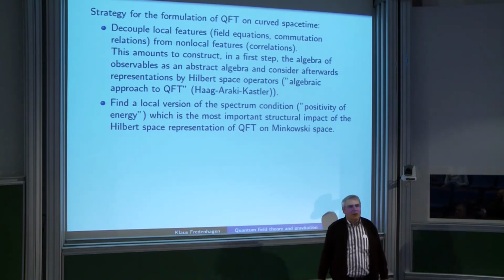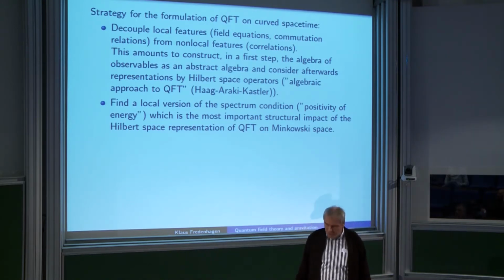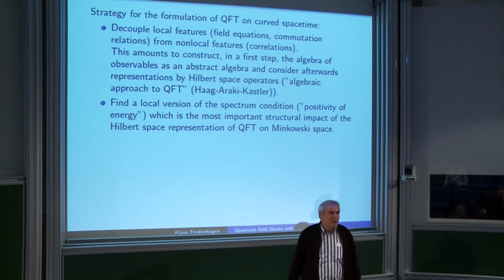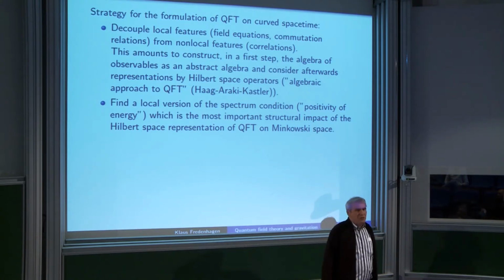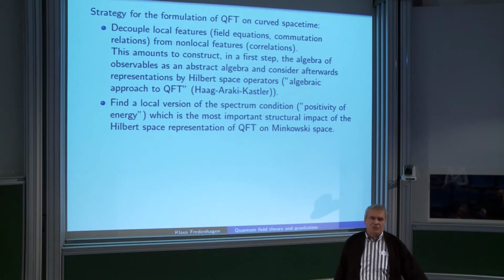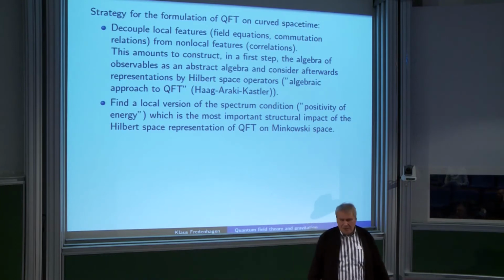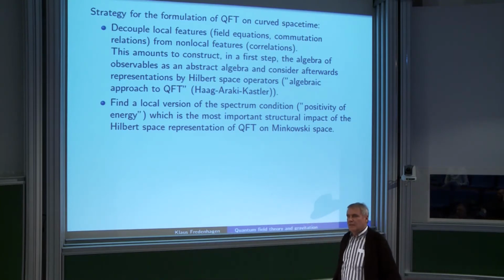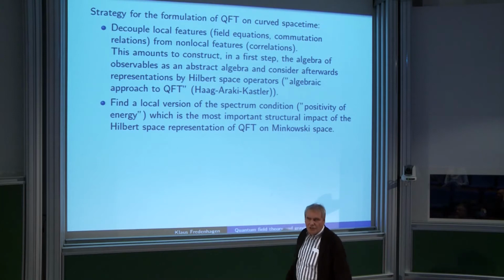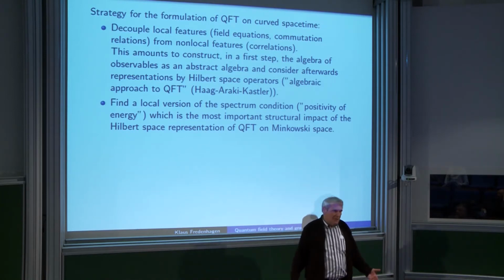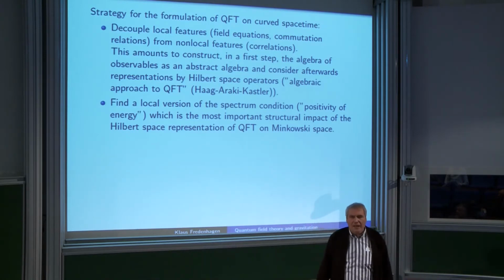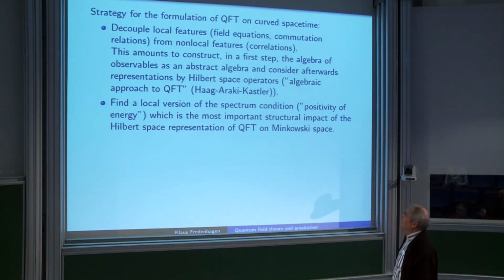So in order to define quantum field theory in a curved space-time, it's important to decouple those features which are geometrical from features which are non-geometrical. So what are the geometrical features? These are field equations. These are commutation relations. So in general, these are the algebraic properties of the theory.